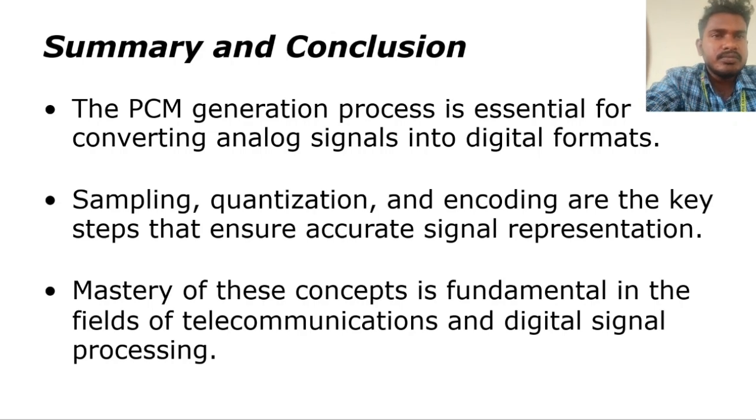Conclusion: the pulse code modulation generation process is essential for converting an analog signal into a digital format signal. Sampling, quantization, and encoding are the key steps that ensure accurate signal representation. These three are the main steps of PCM, and quantization has two divided types, uniform and non-uniform. These concepts are fundamental in the fields of telecommunication and digital signal processing.